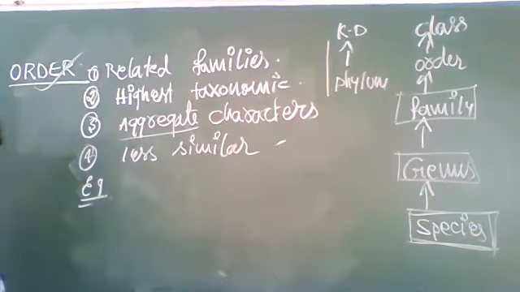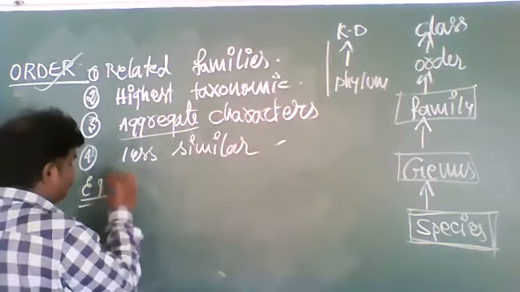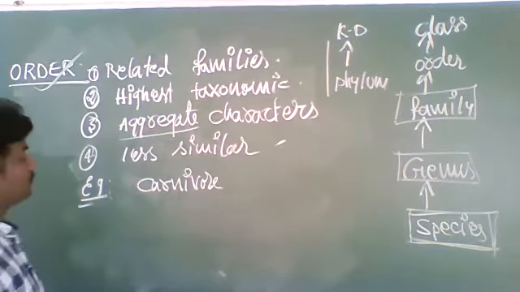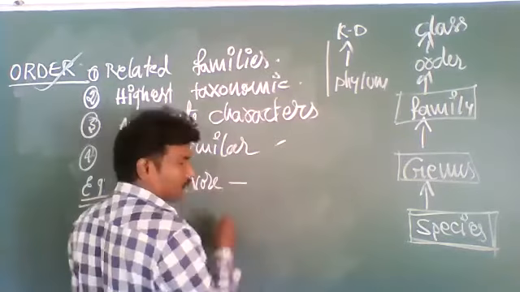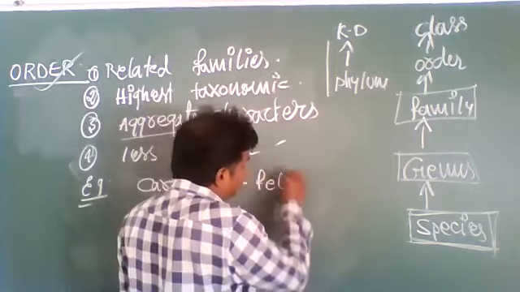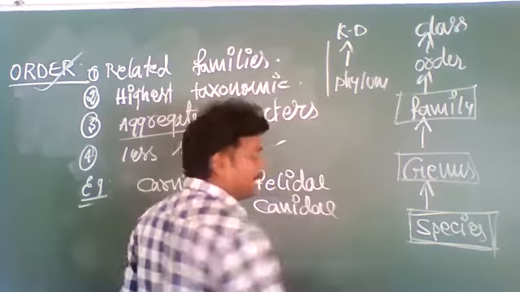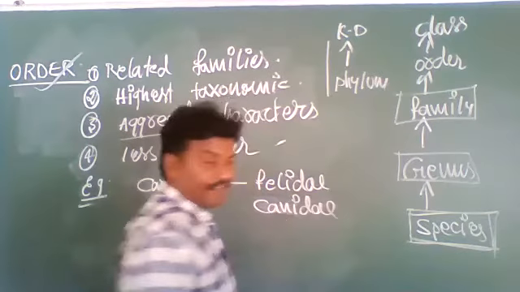So, for example, here you will see the order Carnivora. The order Carnivora has the families Felidae and Canidae. Felidae and Canidae both are known as the order Carnivora. Like that, an order has a number of families. We will find the number of families in the order Carnivora. The order is Carnivora. Carnivora has the family Felidae and the family Canidae.